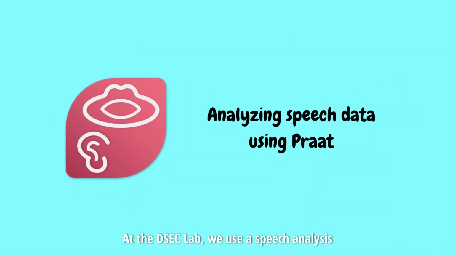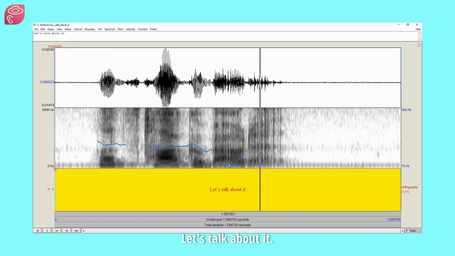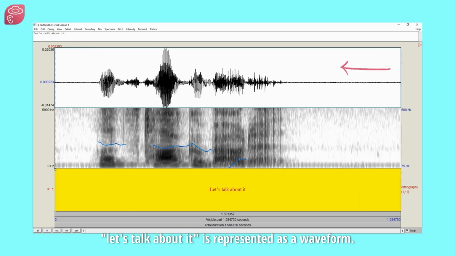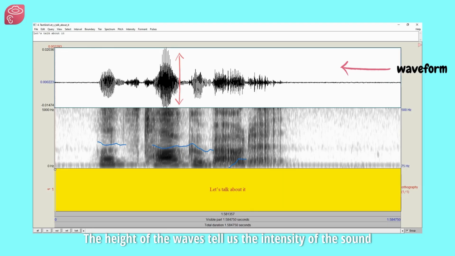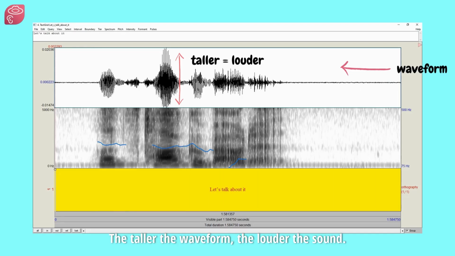At the DSEC Lab, we use a speech analysis software called Praat to analyze speech data. Let's look at an example sentence. "Let's talk about it." In the first window, "let's talk about it" is represented as a waveform. The height of the waves tells us the intensity of the sound, or in other words, how loud the sound is. The taller the waveform, the louder the sound.